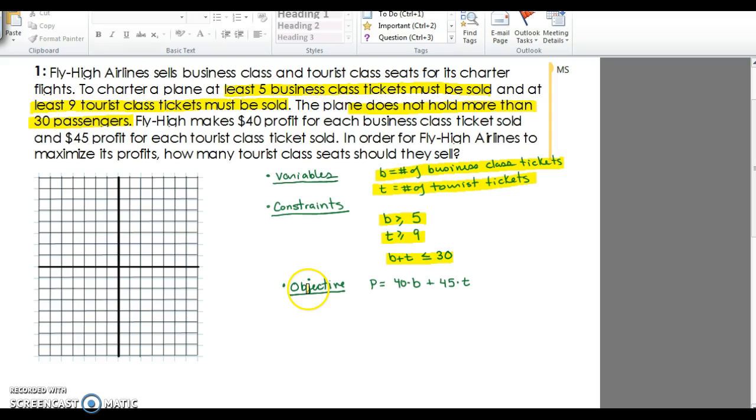Now, what is our objective? Well, to make profit. $40 profit for a business class ticket, $45 in profit for a tourist class ticket, leading us to this equation. Now we'll need to graph them and find a feasible region.